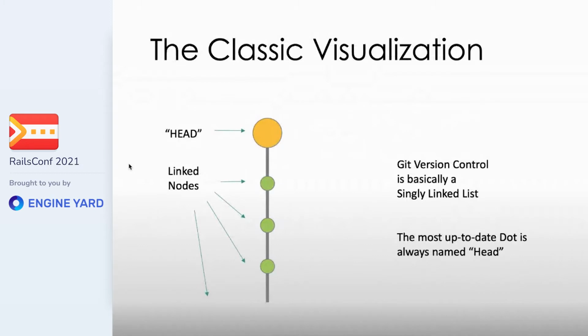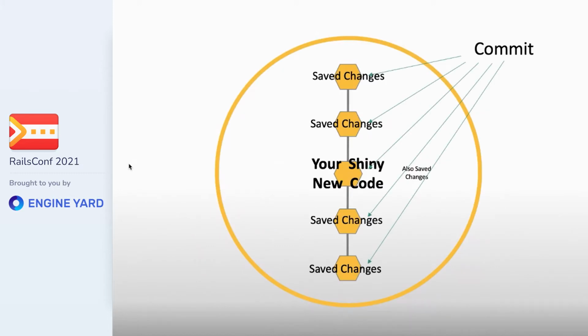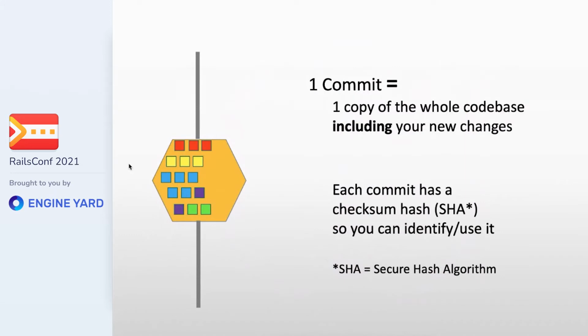So we'll start with this classic visualization where Git version control is basically a singly linked list. And we should have a clue with that because the most recent commit is called head. As you're coding, you're making a series of commits, and each one of these commits is a copy of the whole code base, including your new changes, not just the difference between those changes. And this is important, and we'll circle back to it later.